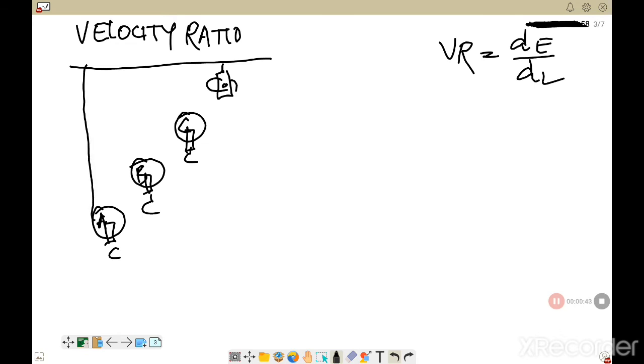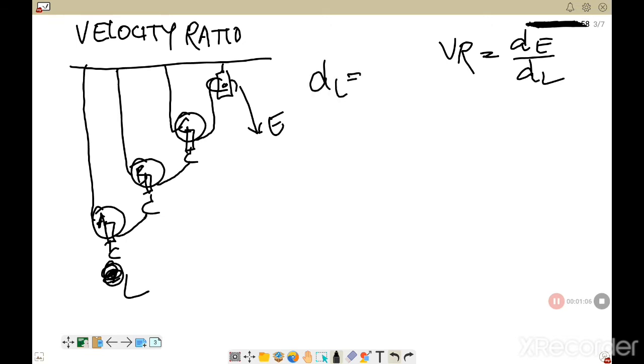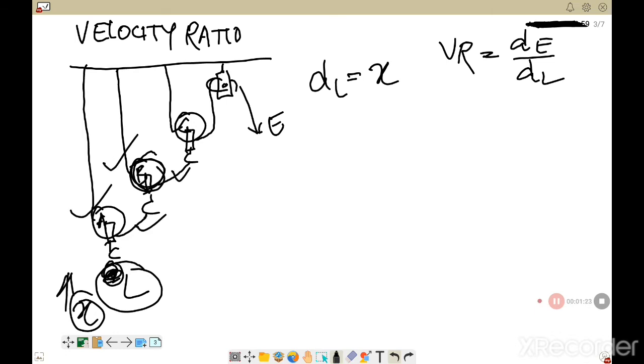We have a string passing through it, attached to the hook of pulley B, another string passing through pulley A attached to the hook of pulley C, another string passing through pulley C and passing through pulley D, and this is our effort. All right, so here this is my load L. Understand? Now if the distance moved by the load is x, then what will happen? Pulley B will be moved by a distance of 2x. Why? Because there are 2 segments of the string here.